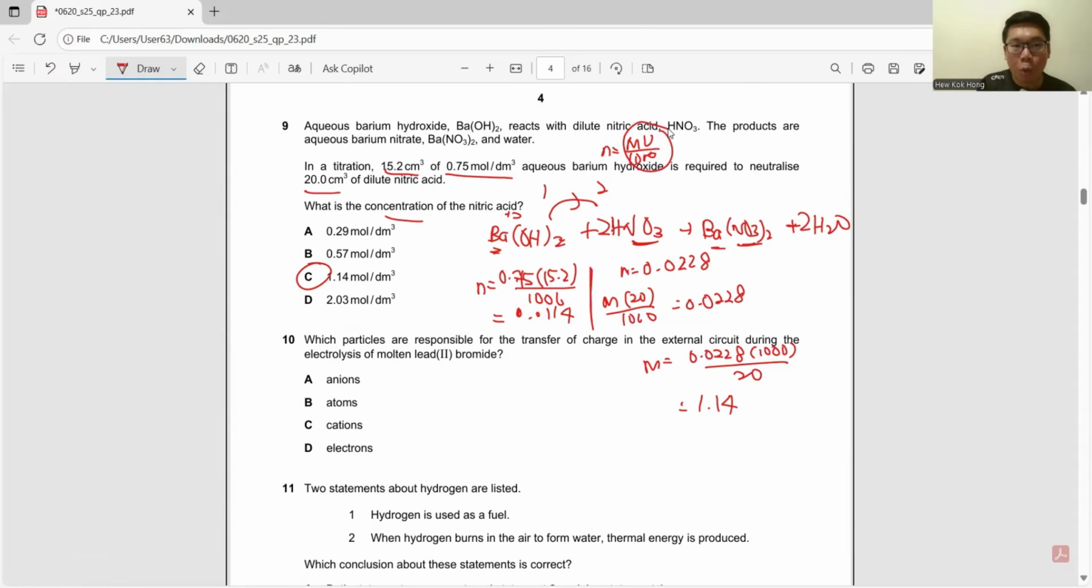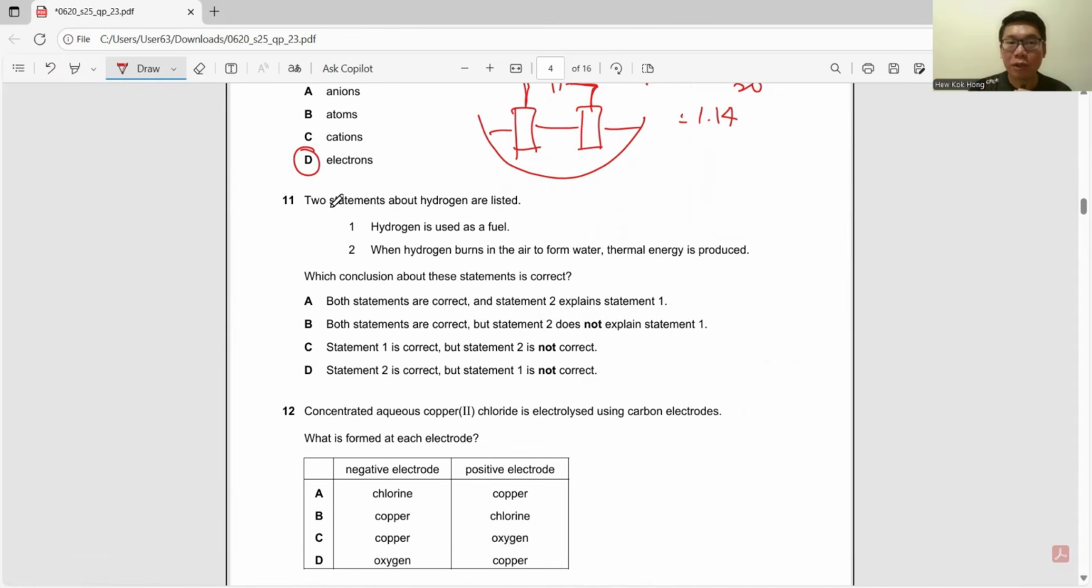Then question number 10. Which particles are responsible for the transfer of charge in the external circuit during the electrolysis of molten lead(II) bromide? So the thing that passes through the external circuit is the electron, while the thing that passes in the fluid is the ion.